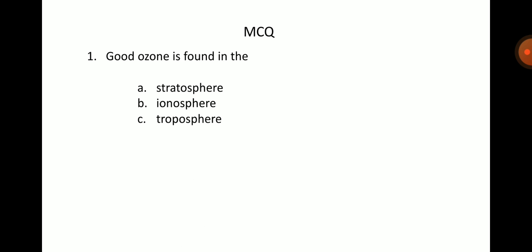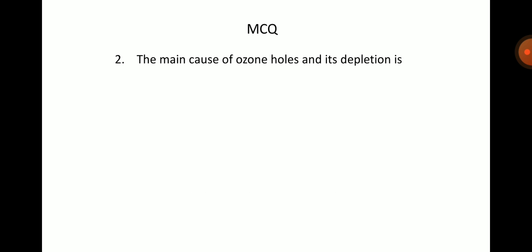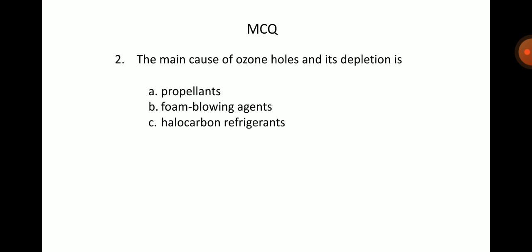The first MCQ is, the good ozone is found in the, options are stratosphere, ionosphere, troposphere and mesosphere. The answer is option A. Second question, the main cause of ozone hole and its depletion is A. propellants, B. foam blowing agents, C. halocarbon refrigerants, and D. all of these. So, the answer being the option D.